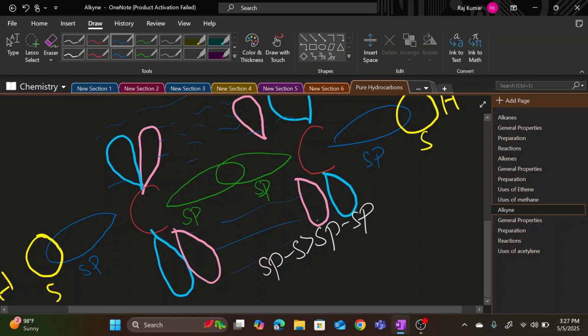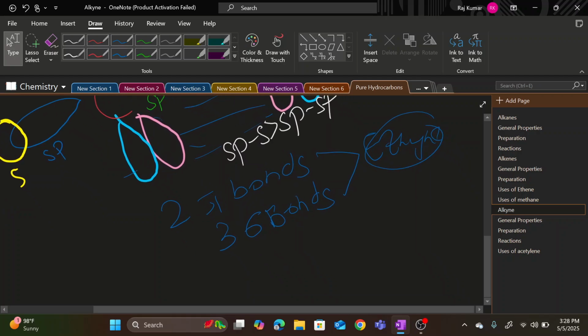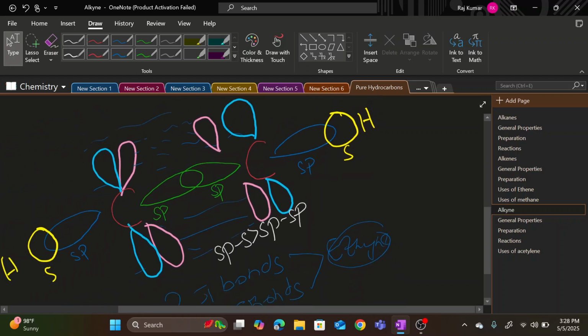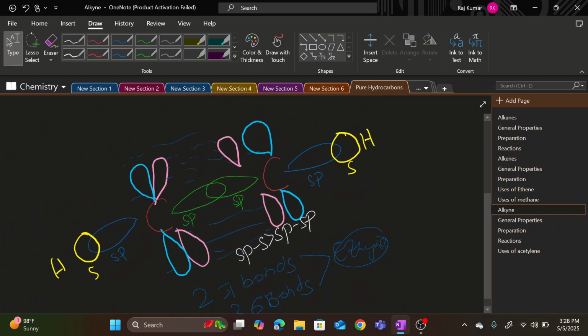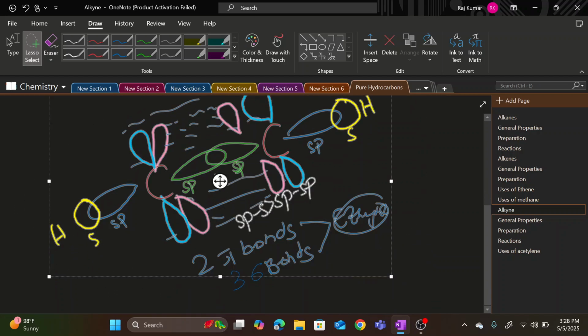So essentially there are two pi bonds in an alkyne, and there are 1, 2, 3 sigma bonds. 2 pi bonds and 3 sigma bonds of an ethyne molecule. Its lowest member is ethyne, also known as acetylene. Alright. And there's another important thing about this entire structure.